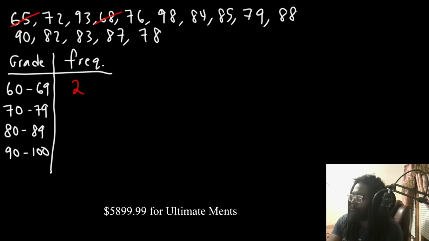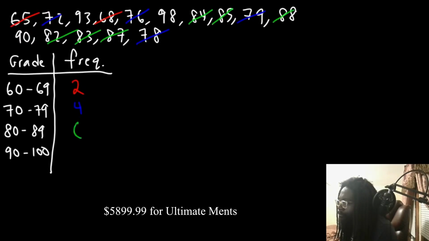Now, how many students received a C on their exam? How many students received a grade of somewhere between 70 and 79? So we have 1, 2, 3, and 4. So 4 students got a C on their exam. What about a B? So we have 84, 85, 88, 82, 83, 87. So I counted a total of 6. And what's left over are those who got an A: 93, 98, and 90.